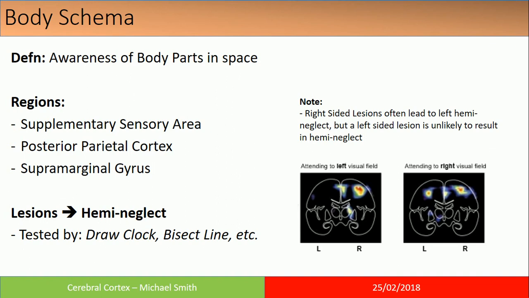So it's more common to get a left hemi-neglect than it is to get a right hemi-neglect. And this is because your right side attends to the left-hand side of your body, whereas both your left and right sides attend to the right-hand side of your body. So if you have a lesion on the right-hand side, you'll have a left hemi-neglect. But if you have a lesion on the left-hand side, then your right-hand side will still be able to give you some function, so you won't have this hemi-neglect.